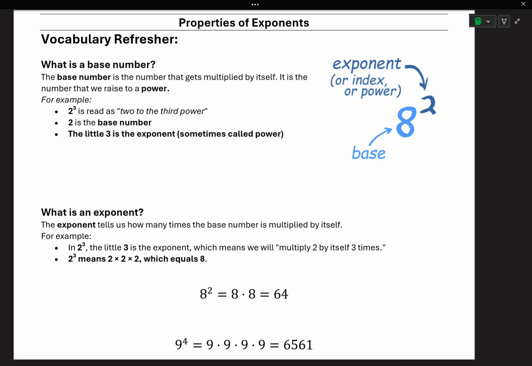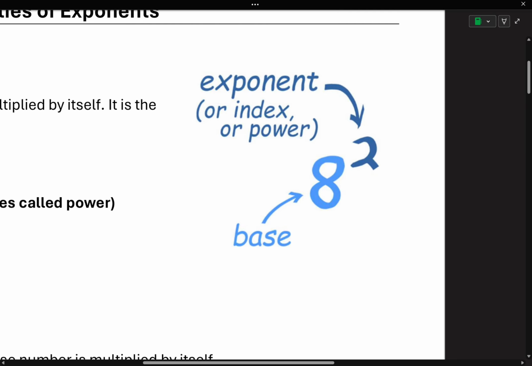Okay, so first let's refresh some vocabulary. Here I have 8 to the power of 2, or 8 squared. Both of those would be the correct way of saying it. 8 is the base, 2 is the exponent. You're also going to hear it called the index, or sometimes I will personally refer to it as a power.